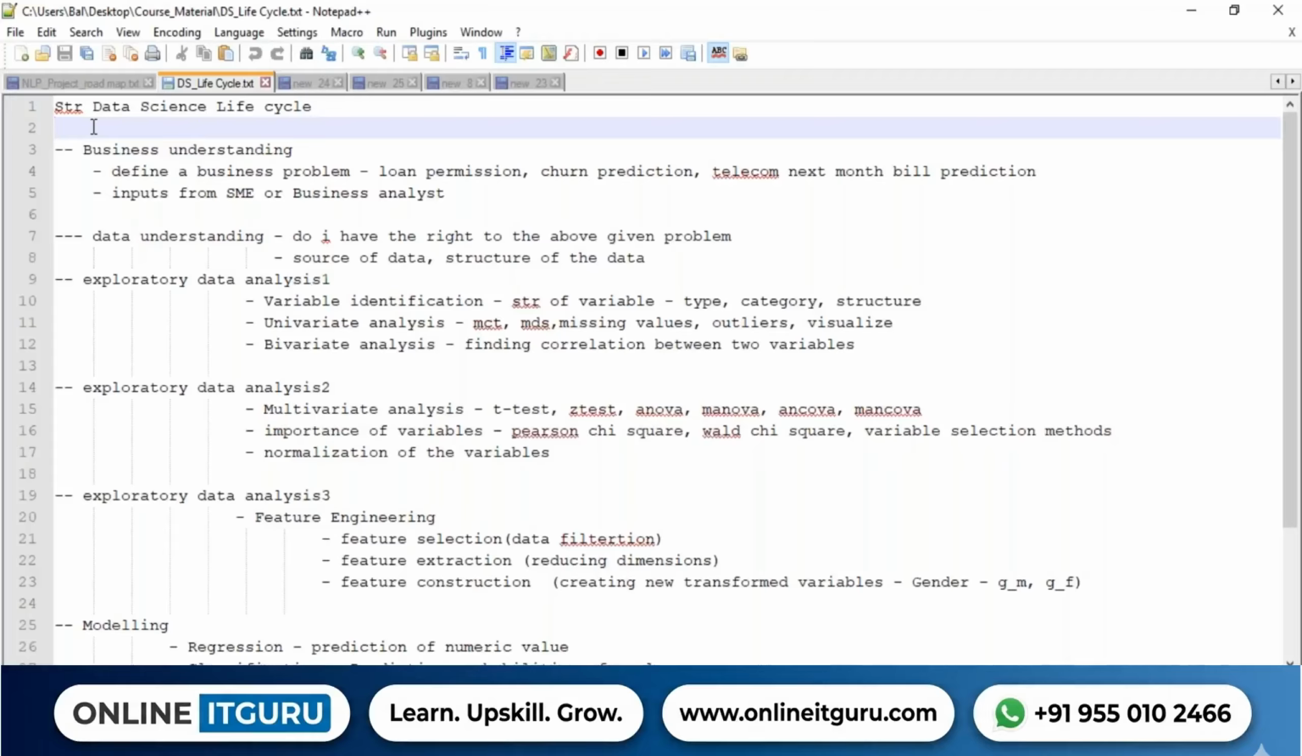If you have to do that, then you need to understand the problem and define clearly what exactly you are going to solve. So as the first step in the data science lifecycle, we do business understanding. What is my business problem? Define a proper business problem. What exactly are you going to solve, and how? Take the inputs from the business expert or the business owner, what exactly he wants you to solve from their data.